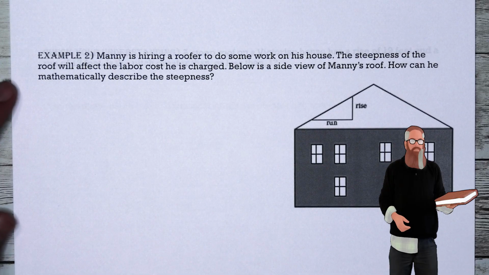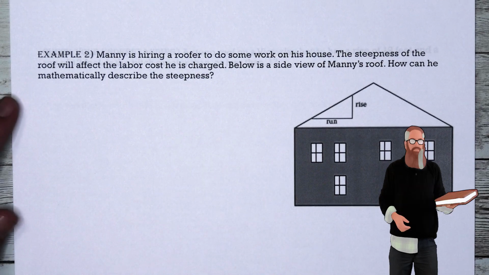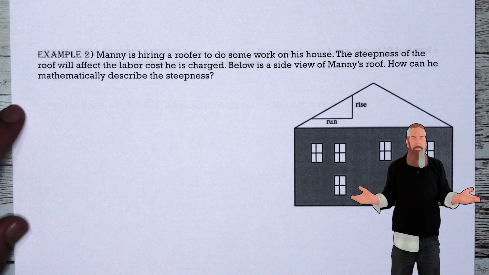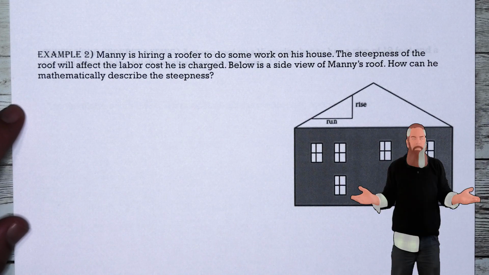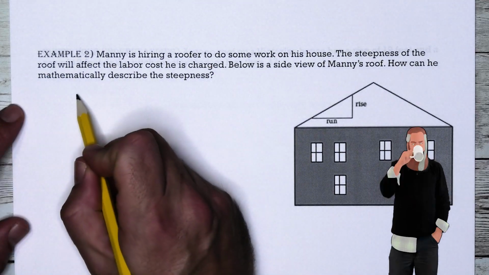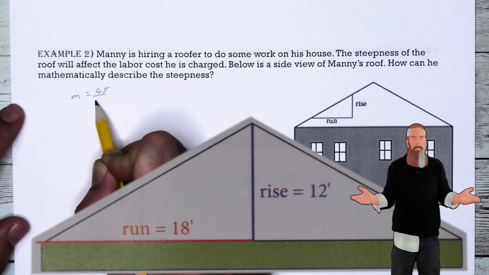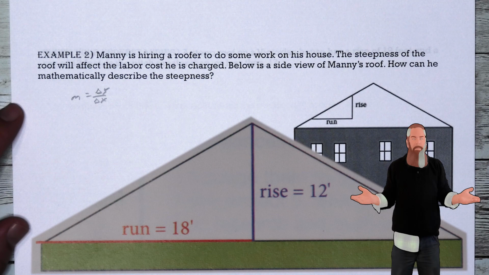Now, Manny can use the slope, which is also called the pitch of a roof. Roofers use the term pitch, while mathematicians use the term slope. Slope can be defined by using the terms rise and run, as shown in the diagram, that slope m is equal to the change in rise over the change in run. The rise and run can be measured anywhere along the line where you're finding the slope.